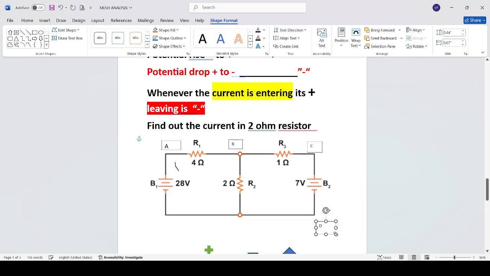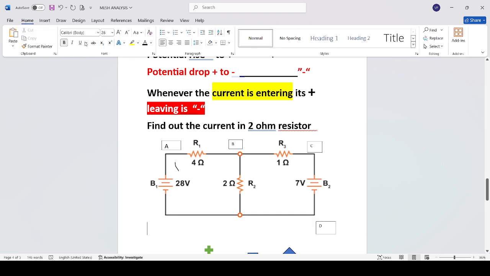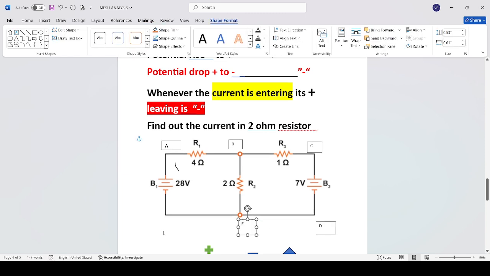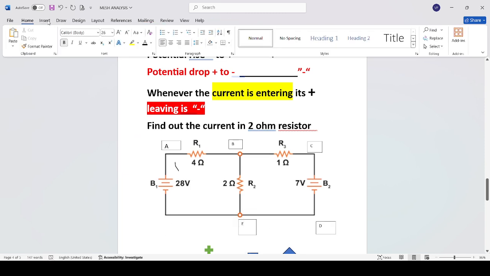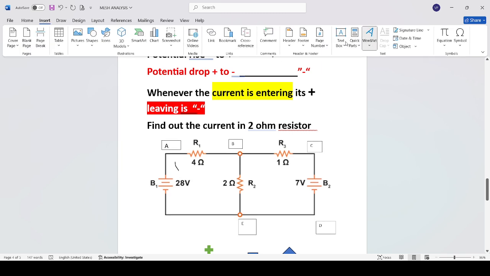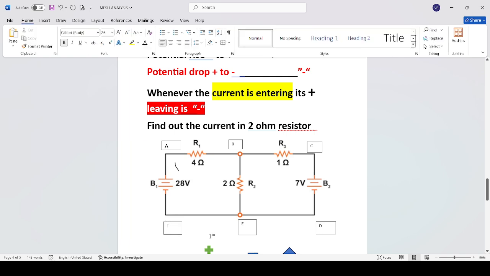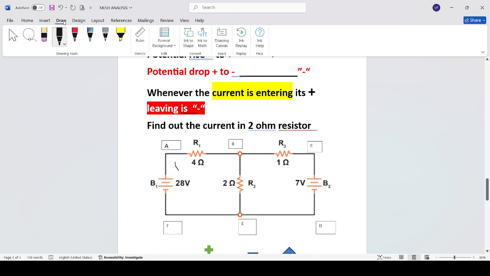This is D. This is E. This is F. So I have mentioned the nodes. Already you know what a node is. If you take two points, the two elements joining, we will call it a node.